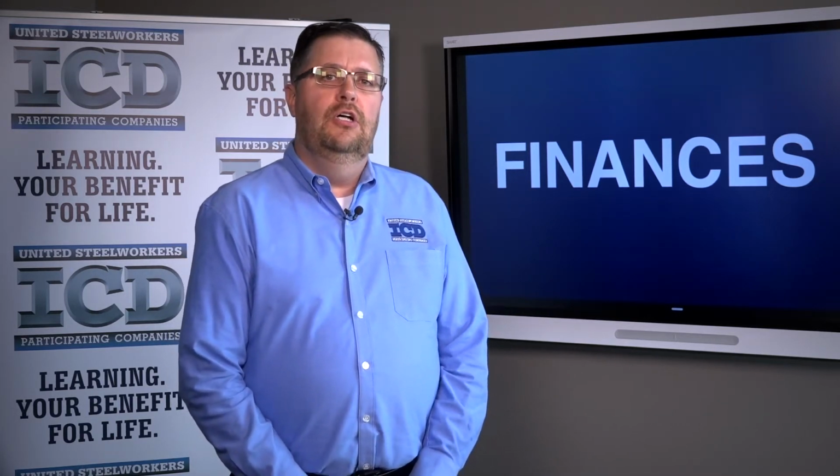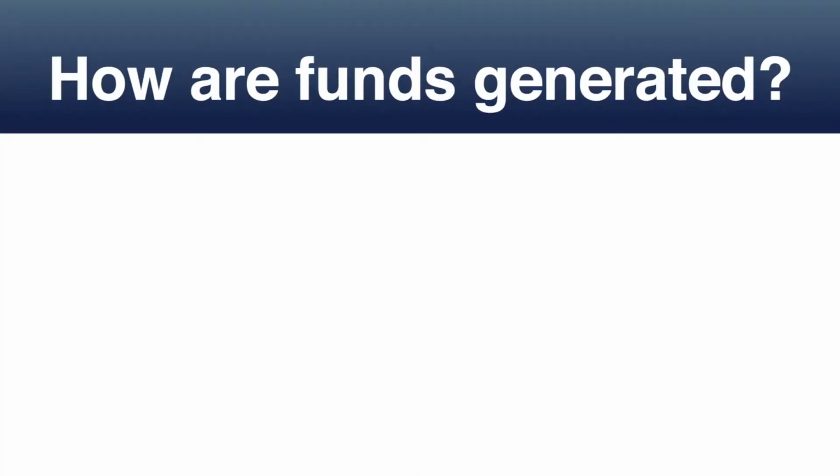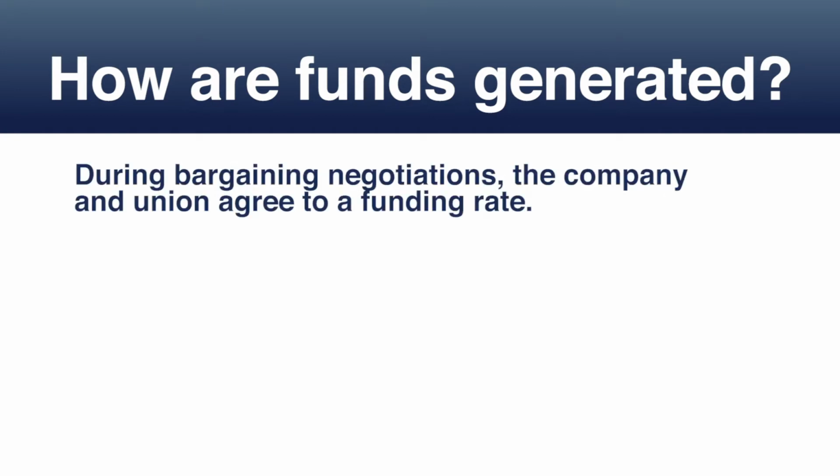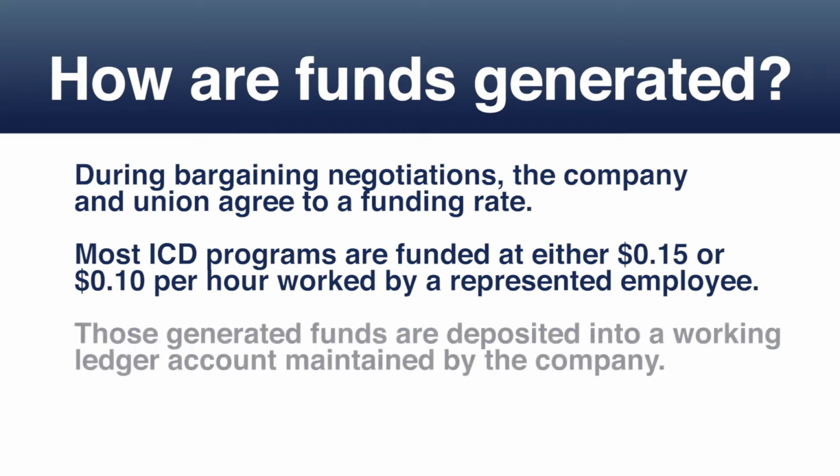and a clear picture of the program's financial status can be made clear. So as a new local Joint Committee member, you may be asking yourself, just how are funds generated for a program? During bargaining negotiations, the company and union agree to a funding rate. Most ICD programs are funded at either 15 cents or 10 cents per hour worked by a represented employee. Those generated funds are deposited into a working ledger account maintained by the company.